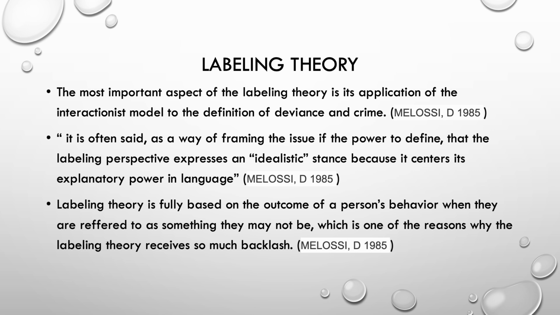Labeling theory. The most important aspect of labeling theory is its application of the interactionist model to the definition of deviance and crime. It is often said, as a way of framing the issue of the power to define, that the labeling perspective expresses an idealistic stance because it centers its explanatory power in language.